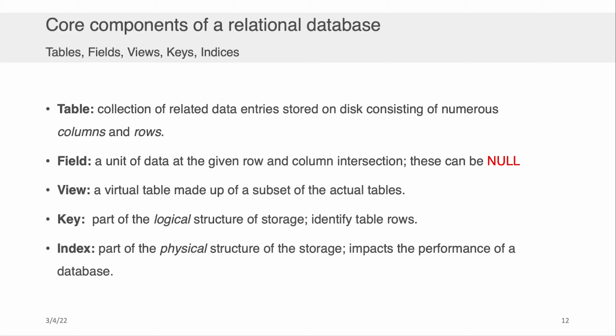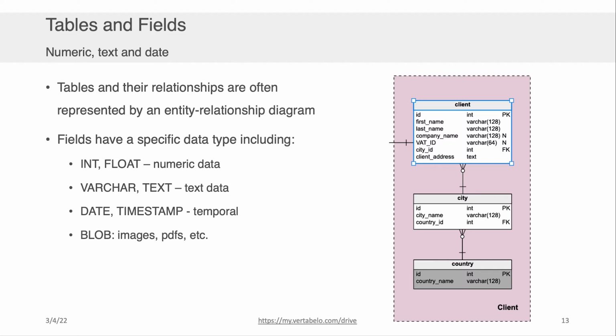The fourth one is a key. This is a logical structure of your storage. It identifies the rows in your tables. And then the last one is an index. An index is like a key, except that instead of just being a logical structure that identifies rows in your table, it actually dictates physically how information is stored on your disk, which has implications for how quickly you search that data and how quickly you retrieve it, insert into it, and so on.